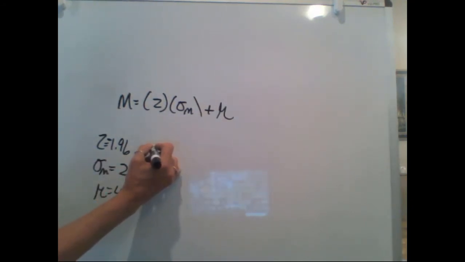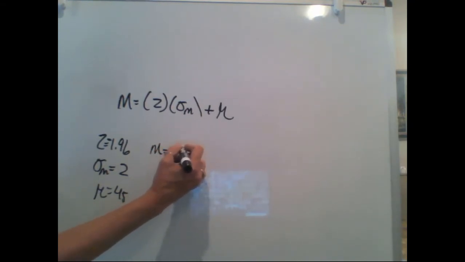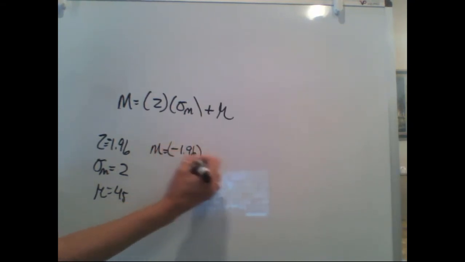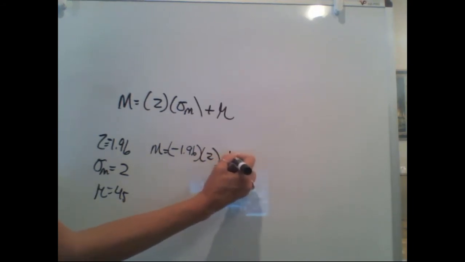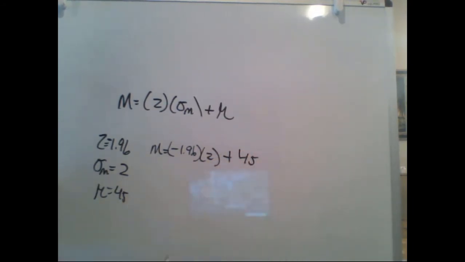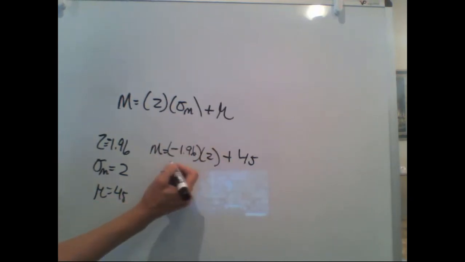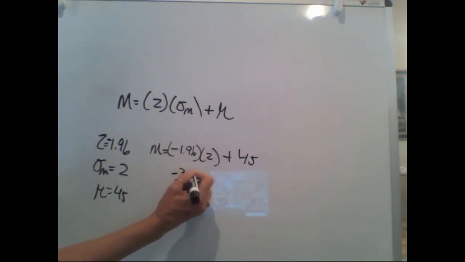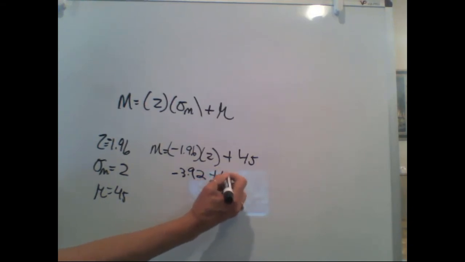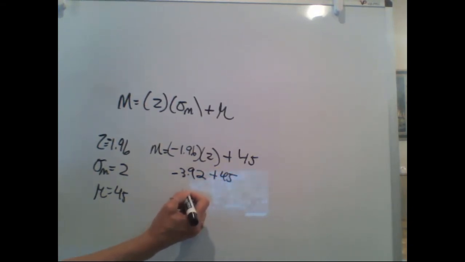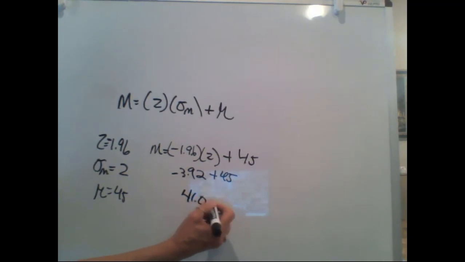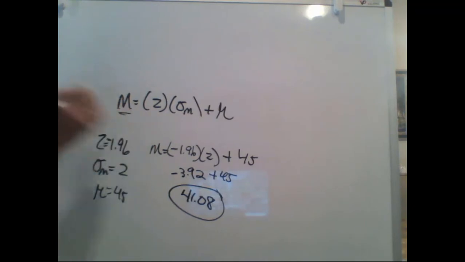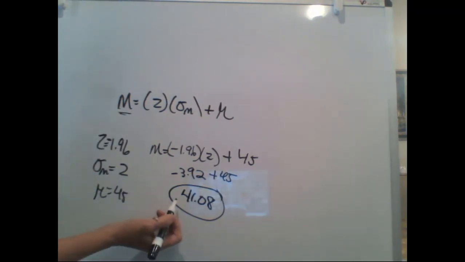So our mean is equal to our z of negative 1.96 times 2 plus our population mean. So this is exactly the same thing that we did before. We have negative 3.92 plus 45, and that gave us 41.08. So that is a faster way to solve for this missing M. So we did this for the negative z of negative 1.96. Let's do this now for the positive z.